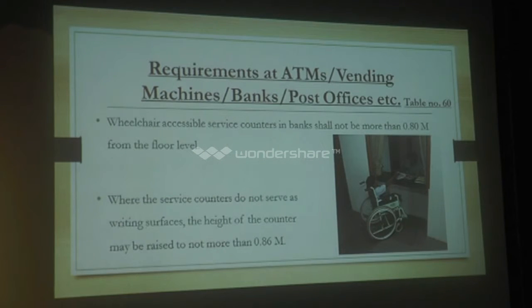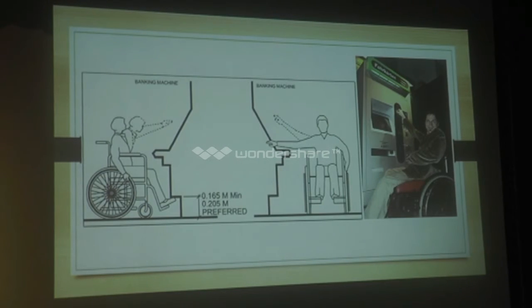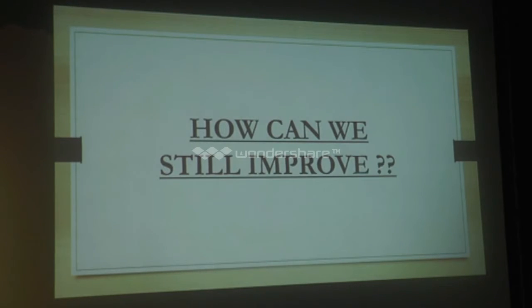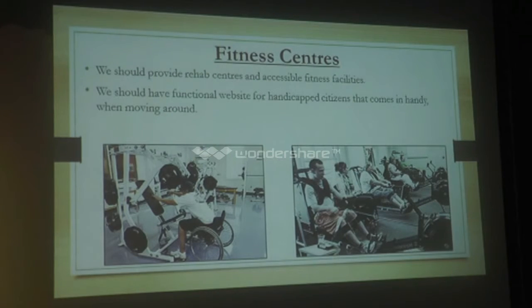In the requirement of ATM, vending machine, bank, post office, wheelchair accessible service counters in banks shall not be more than 0.8 meter from the floor level. Whenever there is a writing arrangement, then the height should not be more than 0.86 from here. Typical images are shown. So how can we still improve in this? Is there any chance to improve?